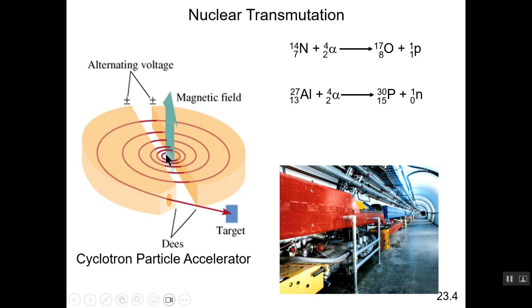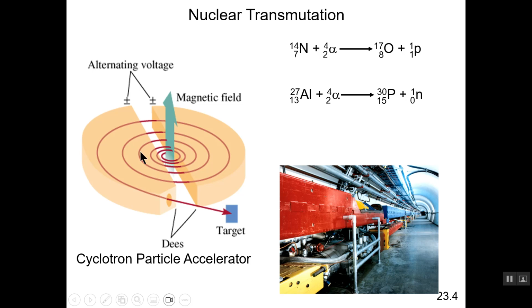Now here, situated in the middle, you're going to have the particle that you'll be using to collide with the nucleus on the target right here, right? So let's say the particle is an alpha particle, which, as we all know, is positively charged. Then let's say, for example, at one instant, this D is negative and this D is positive. Then the alpha particle, which is positive, will be repelled from the positive D and be attracted to the negative D.